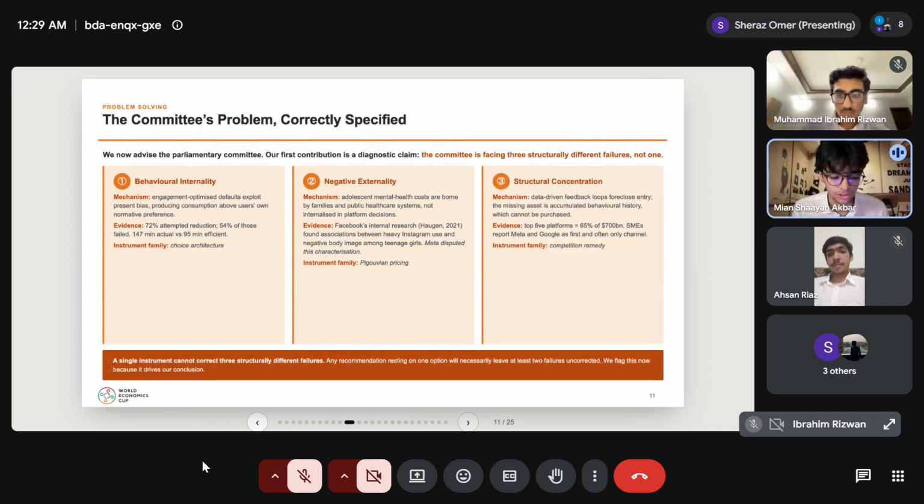The problem solving question asks for a specific recommendation covering all four options the committee is considering, with a full economic justification. That problem is presented here as three structurally distinct failures, not one: a behavioral internality, a negative externality affecting adolescent mental health, and structural market concentration. Under Tinbergen's rule, named for Jan Tinbergen, the first recipient of the Nobel Memorial Prize in Economic Sciences, correcting a given number of independent policy targets generally requires at least that many independent instruments, so a recommendation built on a single instrument will leave at least two of these three failures uncorrected.